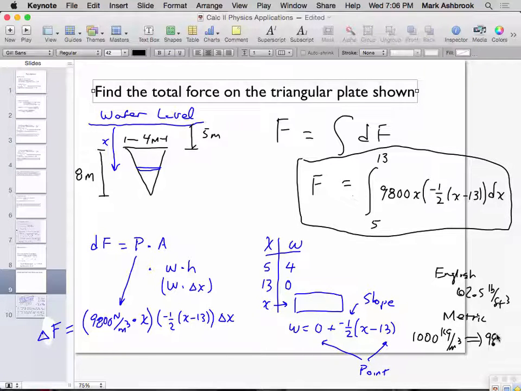So it's 9,800. Yeah, this is just for water, right? Right, water only. That's water only, that's right. Thank you for pointing that out. So this is only water.